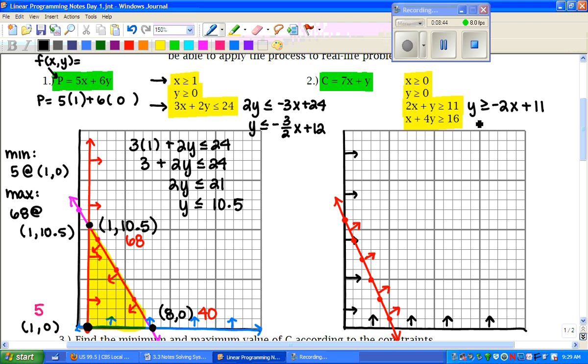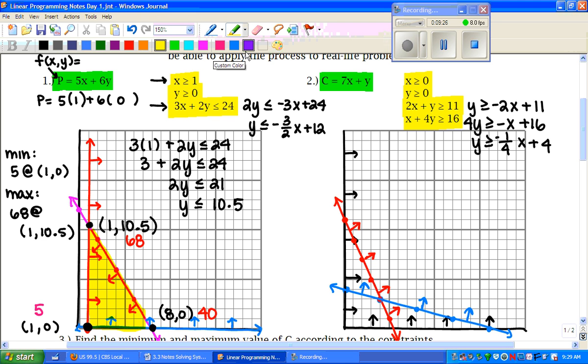For the last one, again you have to solve for y, so subtract x from both sides and divide by 4. The y-intercept is 4, and the slope is negative 1/4, so down 1 and to the right 4. It's a solid line because there's an equal to symbol. And because it's a greater than symbol, I'm going to shade above.